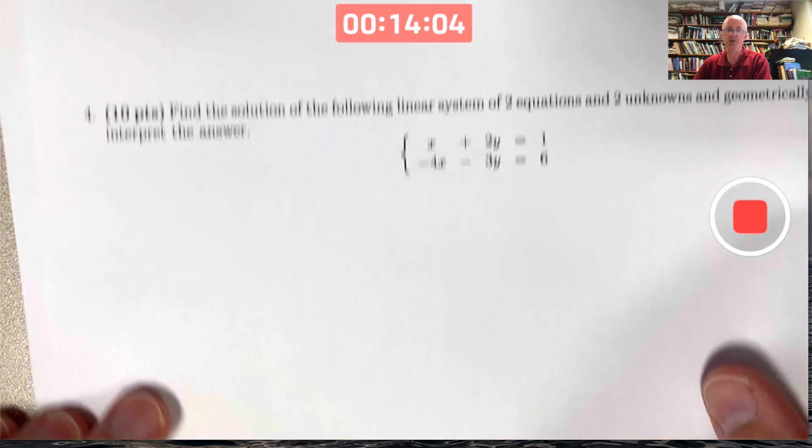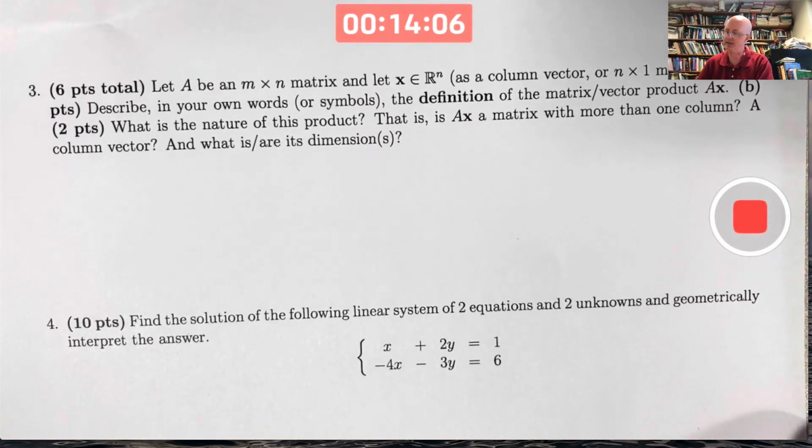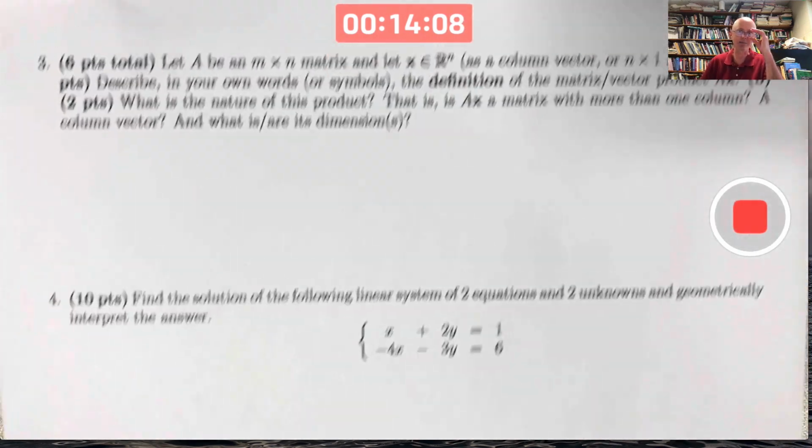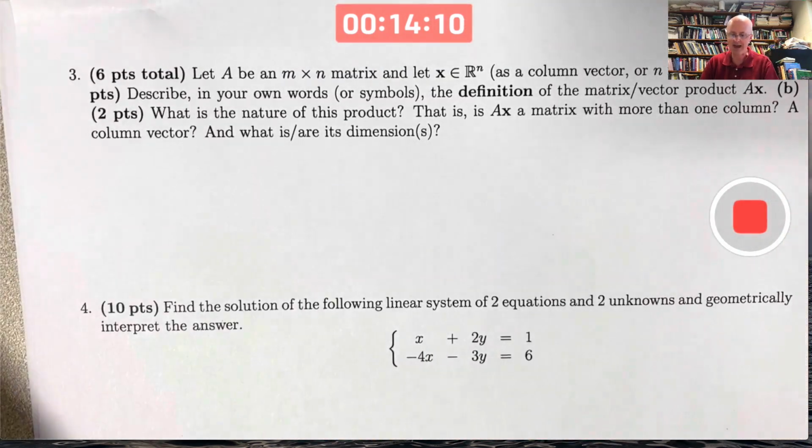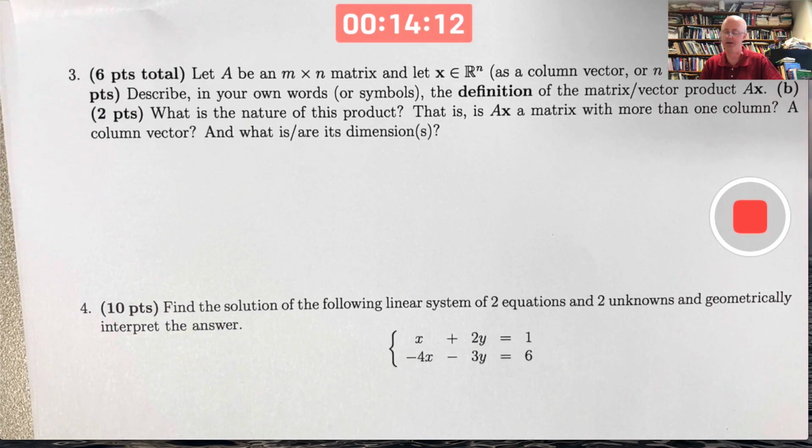All right, on to the next problem. The next problem is a general kind of problem, a description of what it means to multiply a matrix times a vector. So this is, in theory, a possibly high-dimensional problem, though it is abstract, so you don't actually have to do any calculations.